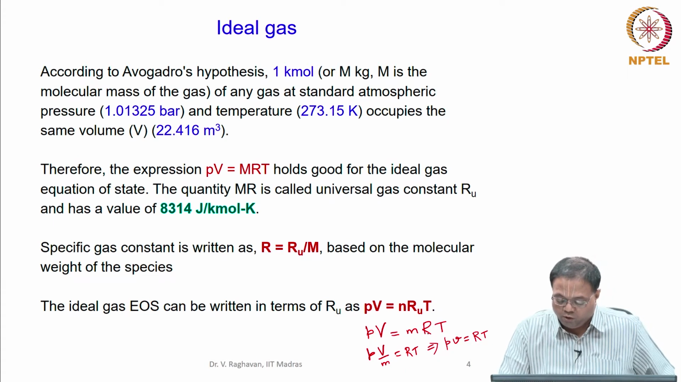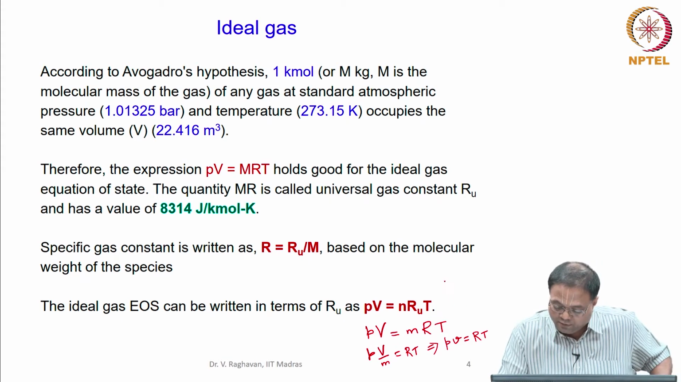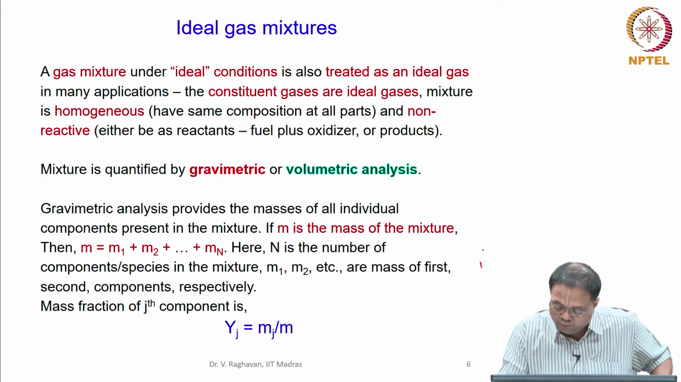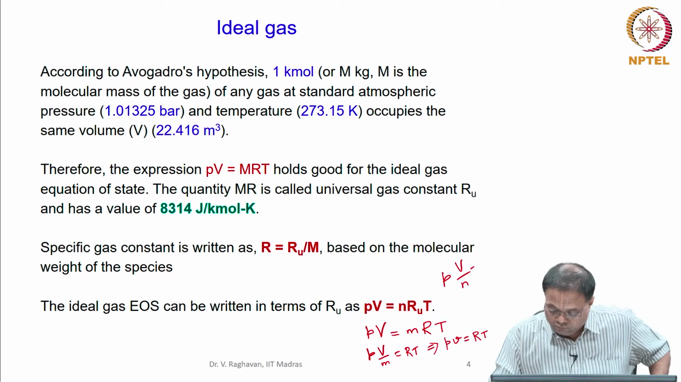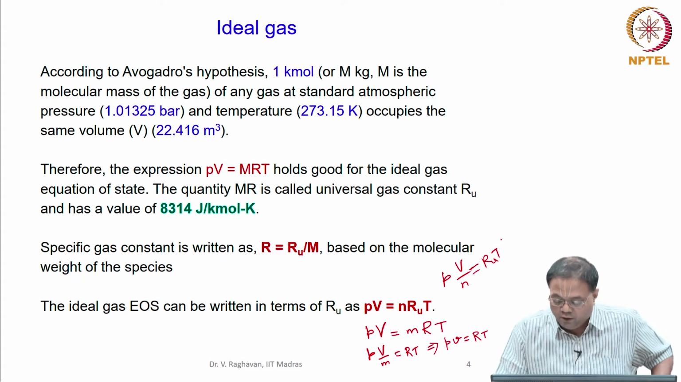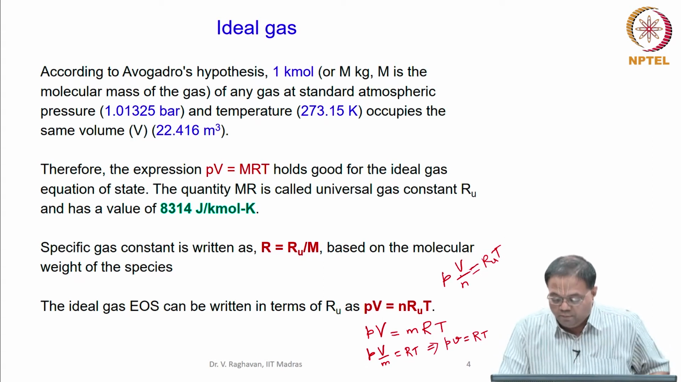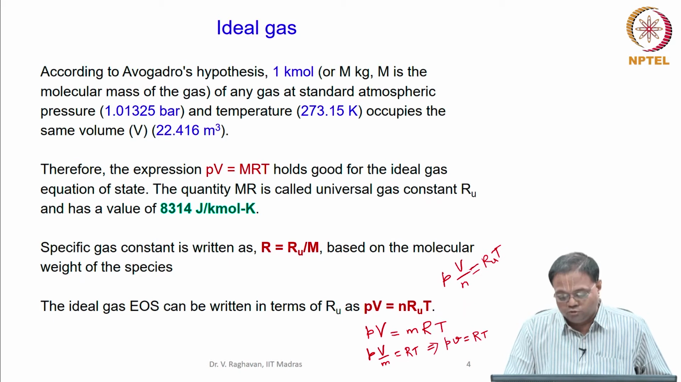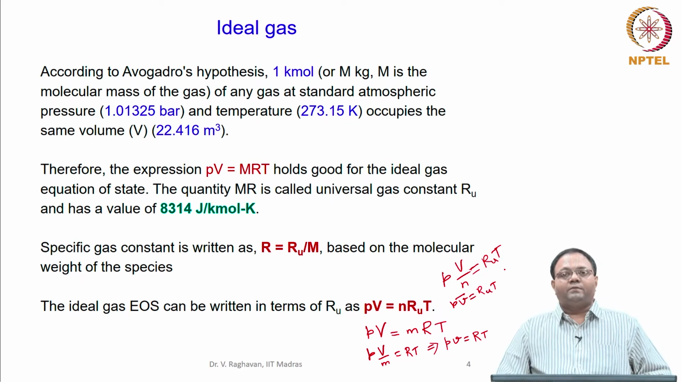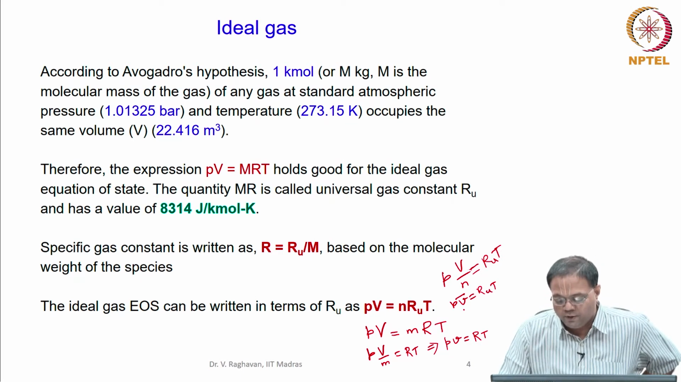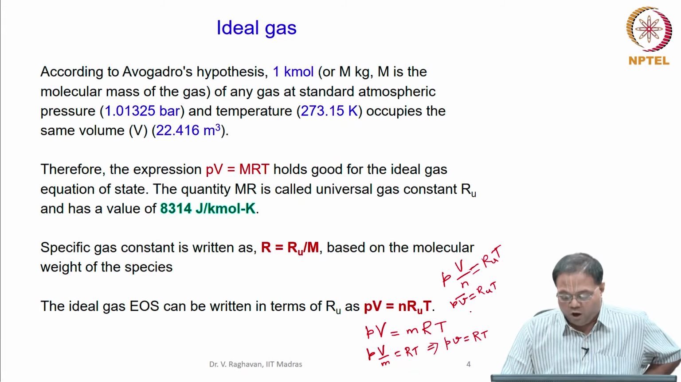We can also go one more step. We can write this as PV by N equal to R U times T. Now, this V by N is in meter cube per kilomole. So, this is the molar specific volume, and this can be written as P v bar equal to R U T. So, there are several ways you can represent it. This is the molar specific volume in meter cube per kilomole.